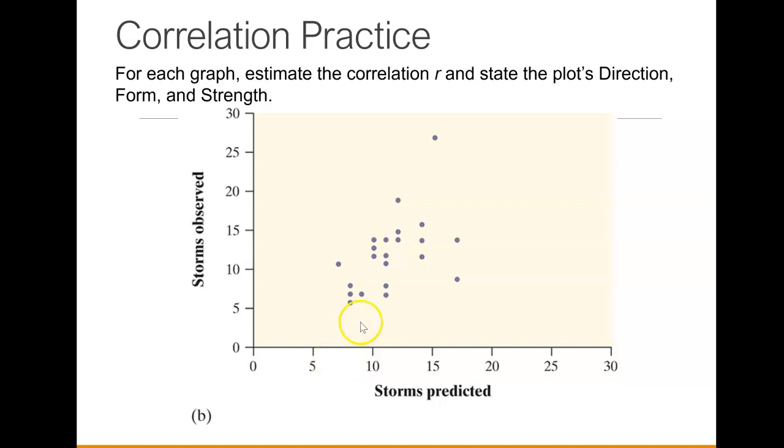Okay. B, what do we see here? I'd say it's positive, right? As we move from left to right, things are basically moving up. The R value about 0.4. I'd say that's fair. You know, 0.3, 0.4, 0.5, any kind of thing in there I would take.